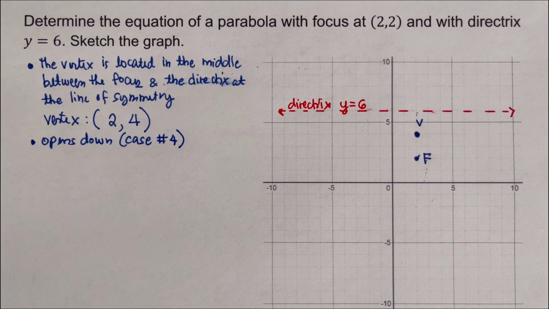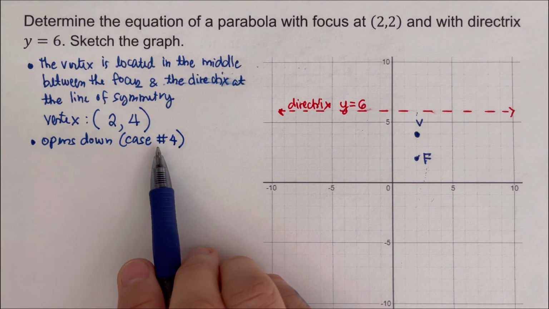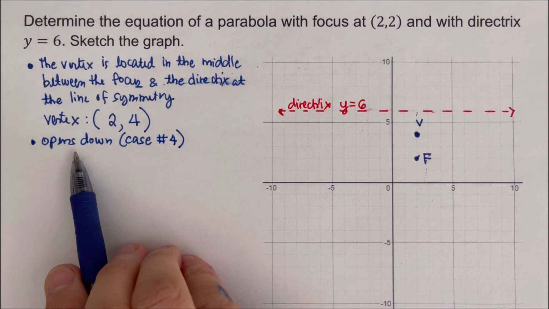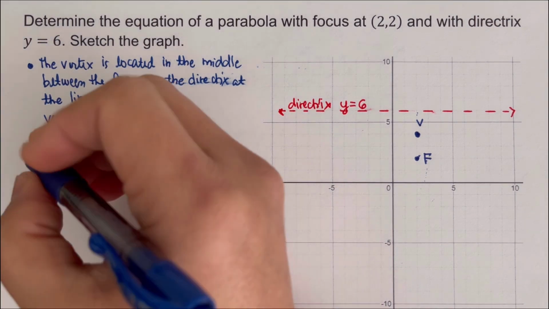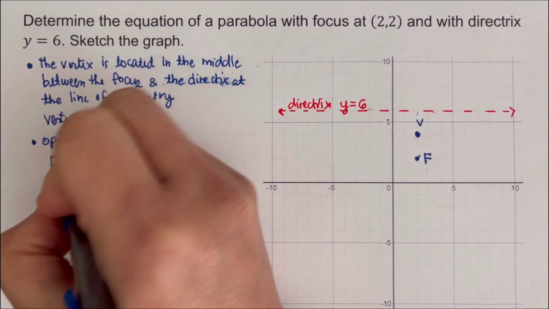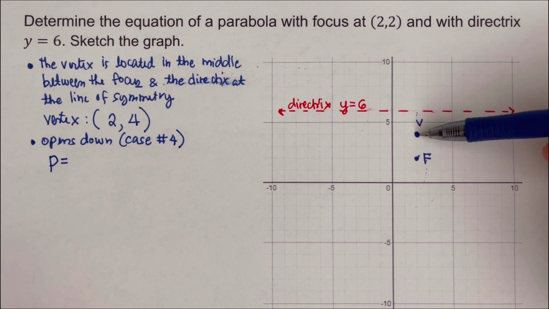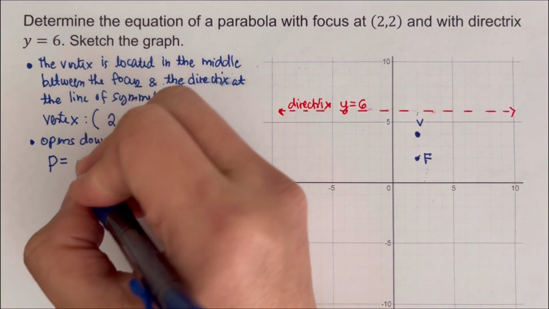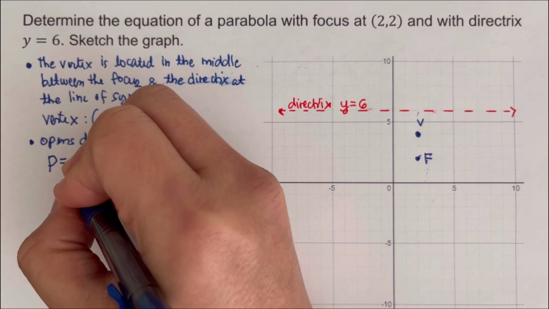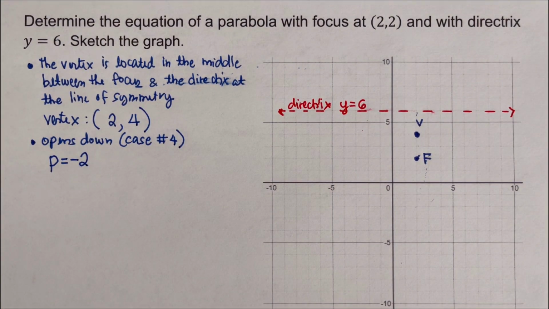So this problem is an example of case number 4 because this parabola opens downward. Now we remember that our value of p is the distance from the vertex to the focus. So counting this, that would be 1, 2. So that would be a 2. But then we are taking a negative value. The reason for that is because the focus is below the vertex. So I'm going to go ahead and write that up here.